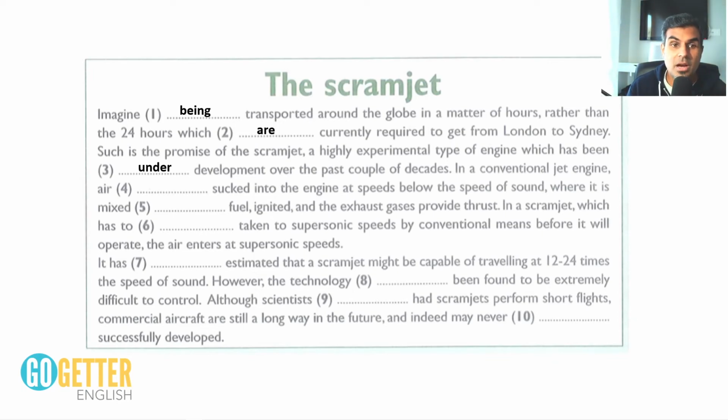So, which has been under development over the past couple of decades. In a conventional jet engine, air is sucked into the engine at speeds below the speed of sound. Now, over here, it seems like the text is trying to describe a process. Remember that we tend to use passive sentences whenever processes or operations are described. Whenever we describe a process, we tend to use passive structures.